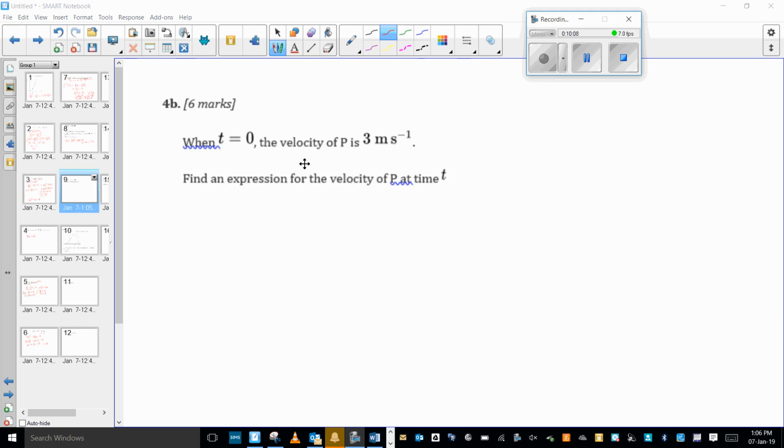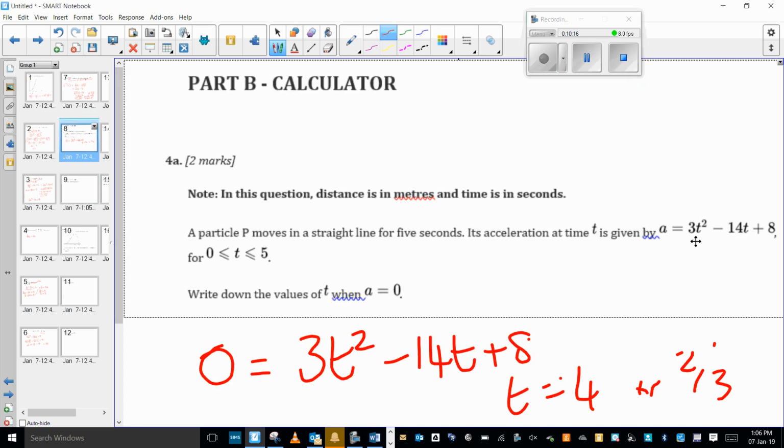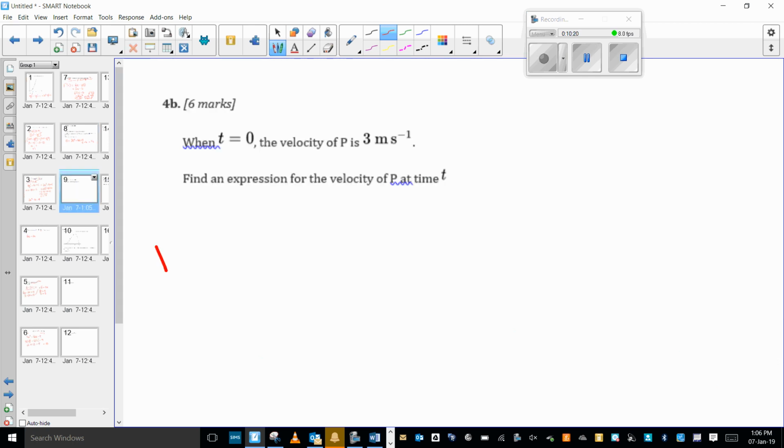Right, almost missed this question. When t is equal to 0, the velocity is 3. So we need to find an expression for the velocity. They've given us the acceleration, so we know that the velocity is the integral of the acceleration. We can use one of the papers.